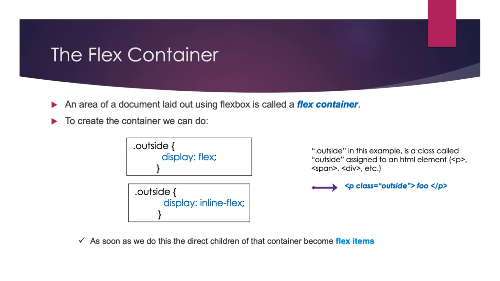P class equals outside, and then some kind of text, foo. Okay, so that's what my class would look like, and this is how I would apply Flexbox to that particular HTML element. As soon as we do this and declare Flexbox in use, any direct children of that container, anything that would come inside of my outside element, would automatically be our flex items or our flex children. So we have this parent-child construct, and hold that throughout the whole rest of the presentation.